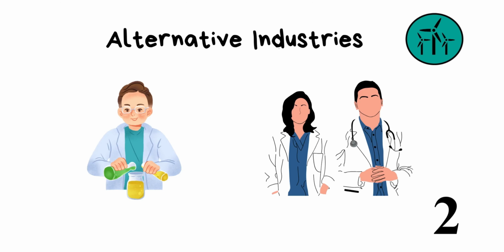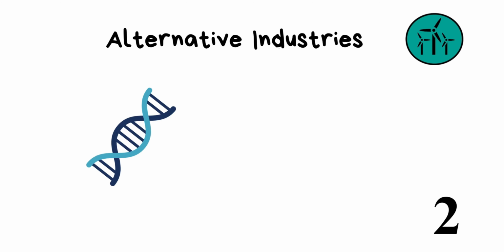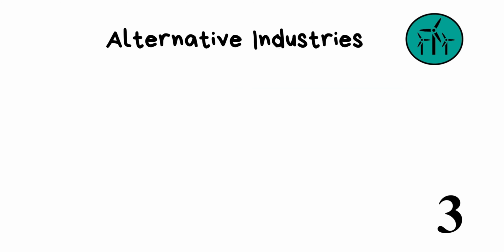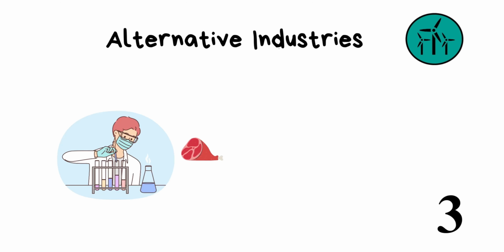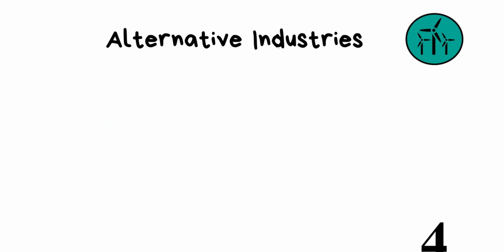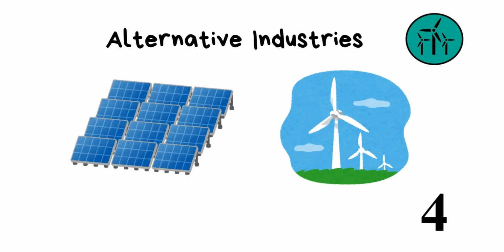Biotechnology and healthcare. Advanced technologies such as gene therapy and AI in medicine are revolutionizing treatments and the pharmaceutical industry. Alternatives to traditional products, such as lab-grown meat and vertical farming, are redefining the food industry. The global transition to sustainable sources such as solar and wind power is becoming an economic and ecological necessity.